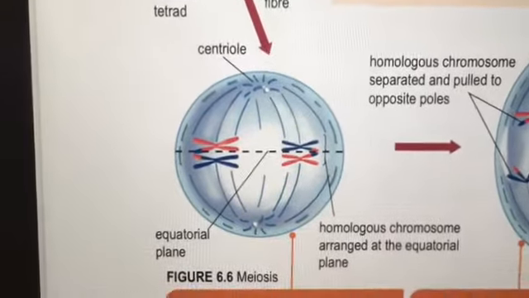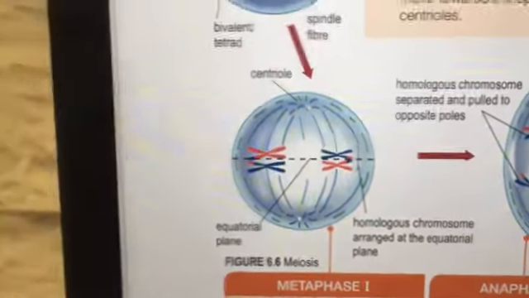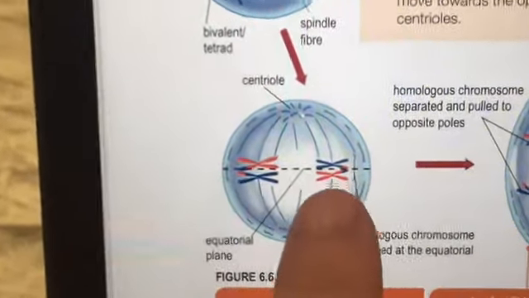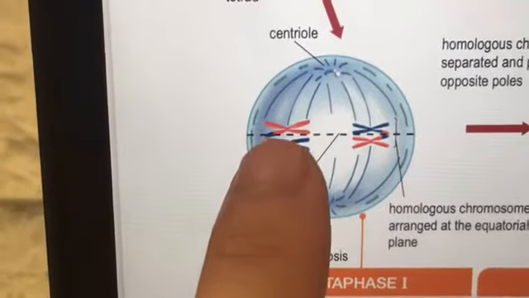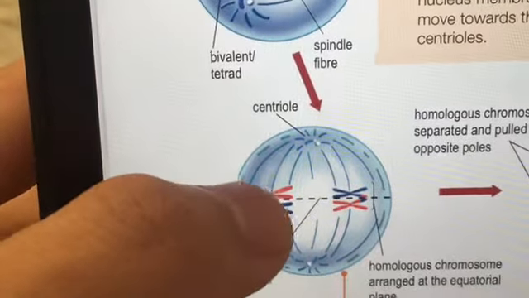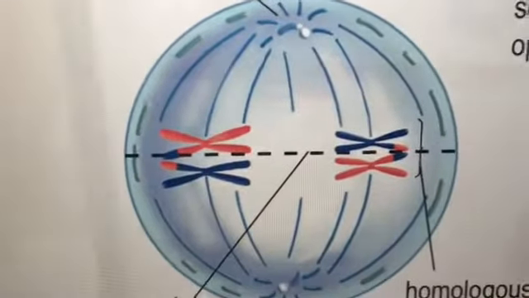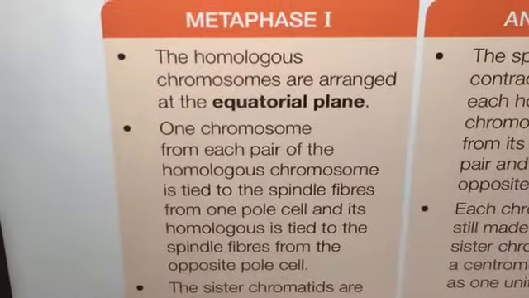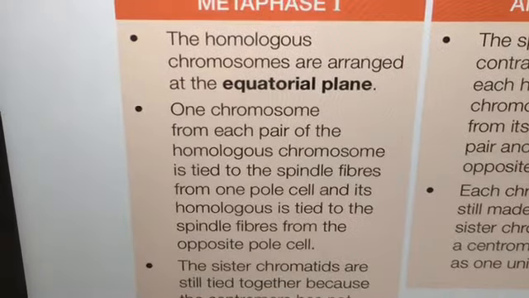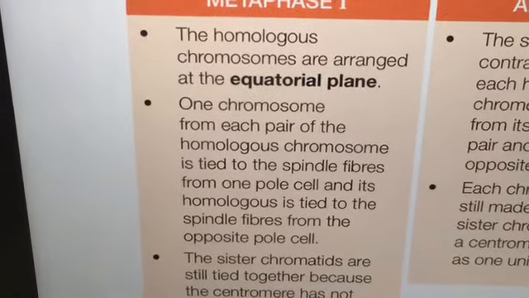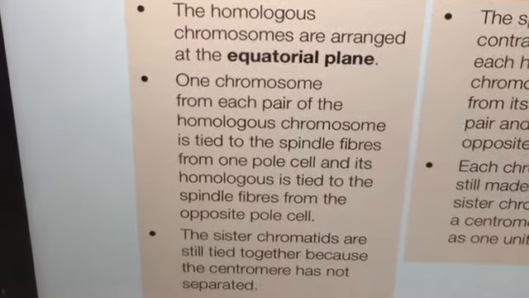Pretty similar to metaphase in mitosis, but instead of all of them aligning in one single line, the homologous chromosomes are gonna align at the equatorial plane side by side. So this one is gonna align next to this one, this one is going to align next to that one because they are homologous. The homologous chromosomes are arranged at the equatorial plane. One chromosome from each pair of the homologous chromosome is tied to the spindle fibers from one pole cell, and its homologous is tied to the spindle fibers from the opposite pole cell.